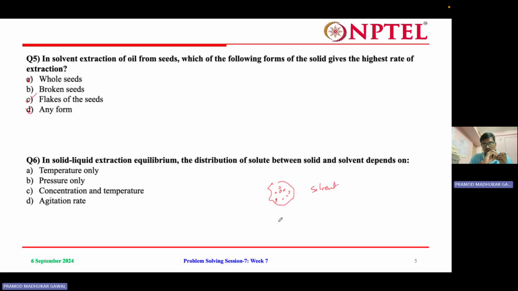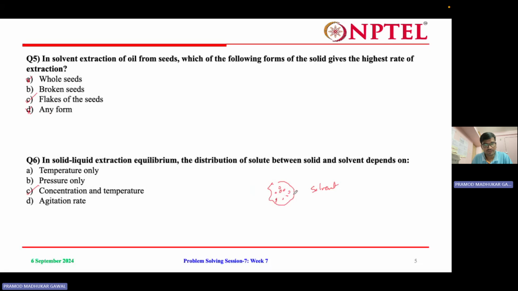So the distribution of solute between the solid and solvent depends on the temperature, not pressure. Temperature only, not pressure. So the concentration, temperature and agitation rate. So this option is correct. Thus temperature improves the solubility of solute in the solvent, and concentration means diffusivity.